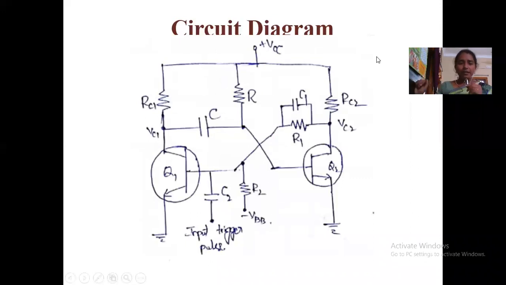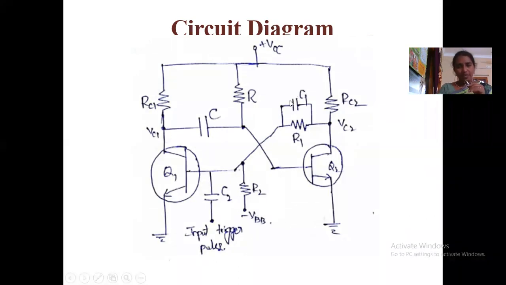This is the circuit diagram of the monostable multivibrator. It is designed with two transistors. A transistor is also called an inverter, so it is designed with two inverter transistors. See here, both the transistors are connected in a cross coupling manner.